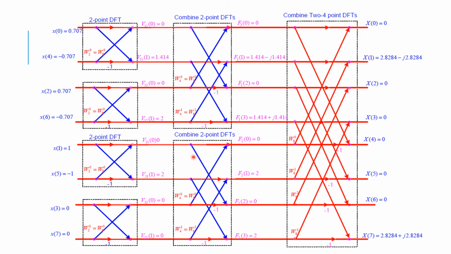The next one is this point. So at this point the direct input is 0. The other input has to come from here. So this is also 0. So 0 plus 0 is 0.